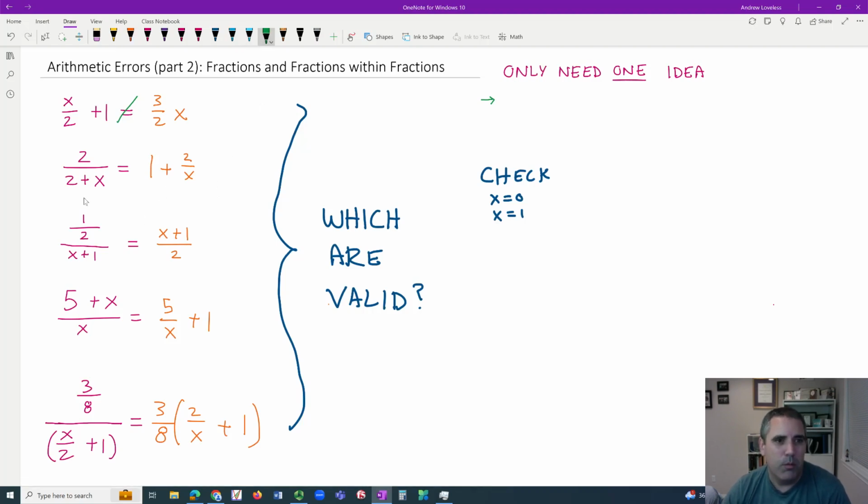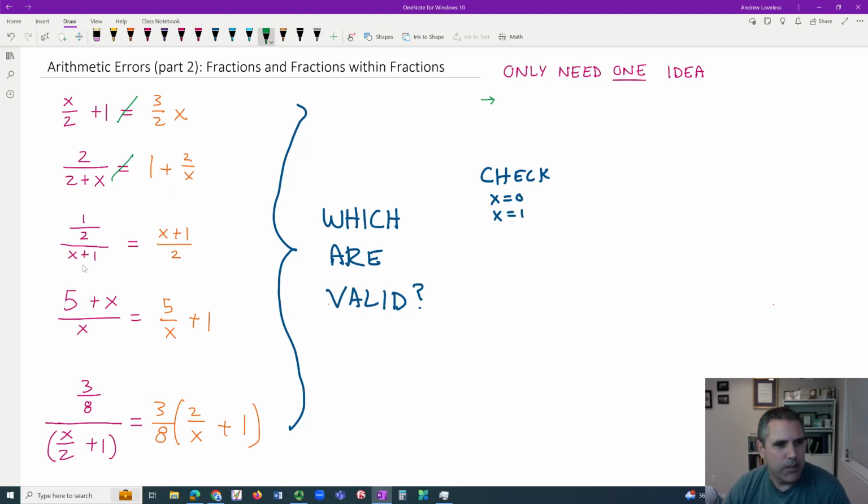Okay, what about this one? Try to plug in 0 to both sides. If you plug in 0 to the left side, you get 1. If you plug in 0 to the right, you get error. They're not the same. Again, probably saw half a dozen students make that mistake. This is a prevalent mistake. It doesn't just happen here. It happens all the time.